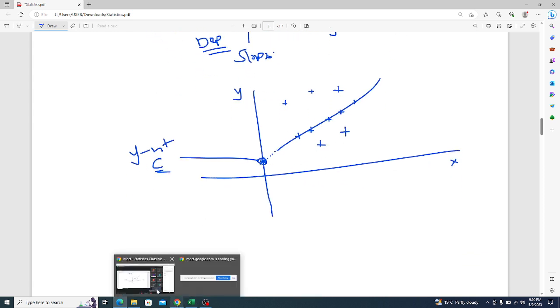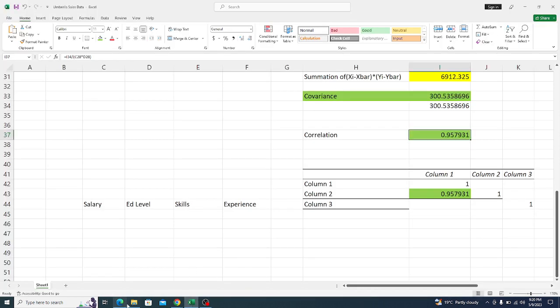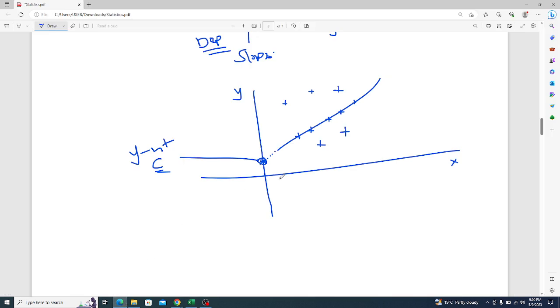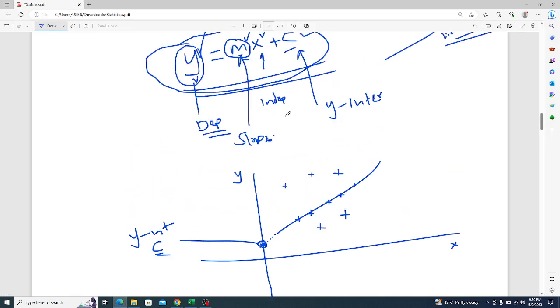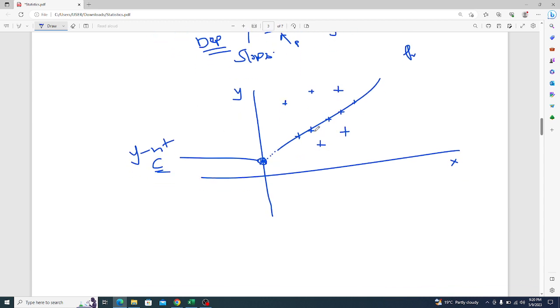Yes, someone has raised a hand. Yes, Kwamboka. I just missed that part on the predictive variables. It's not predictive, it is the predictor variable. The independent variable is also known as the predictor variable because it is used to predict our dependent variable. That's okay, thanks. Yes. And then we have the slope.